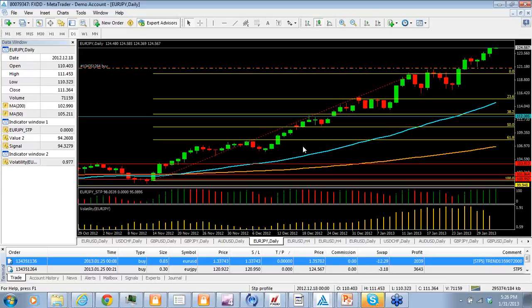But we have separation away from this 50 EMA at this point. Well, we're far away from the 200 EMA as well. So, you know, at some point elasticity is going to take over here, and we're going to see price pull back on the euro yen.